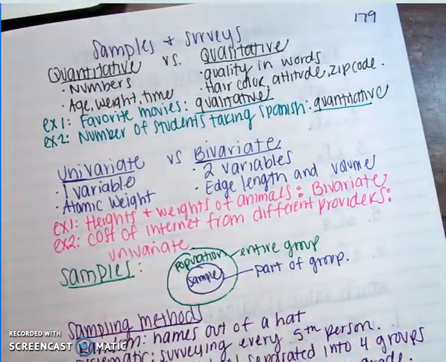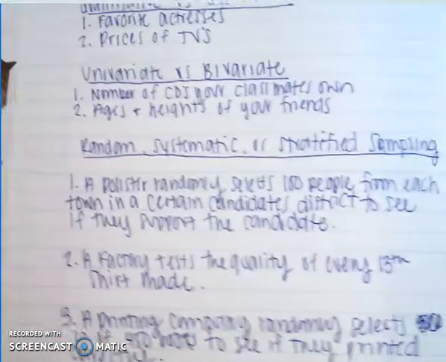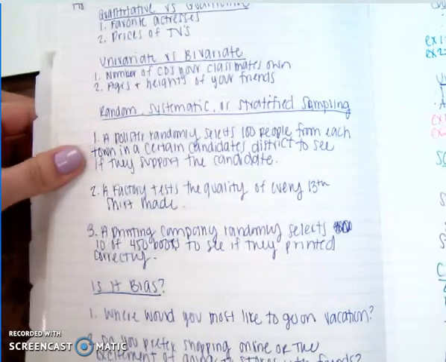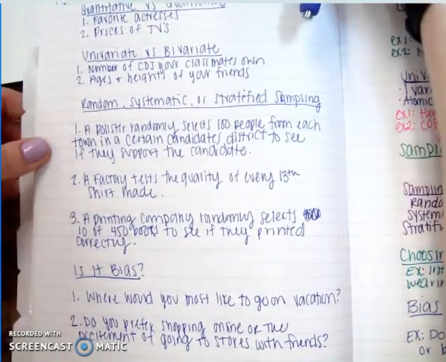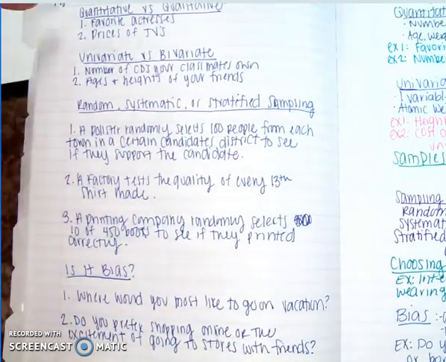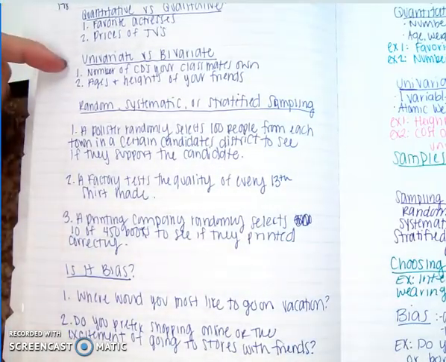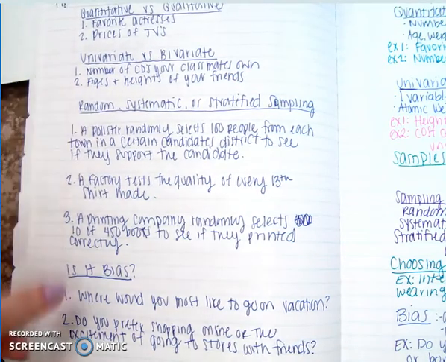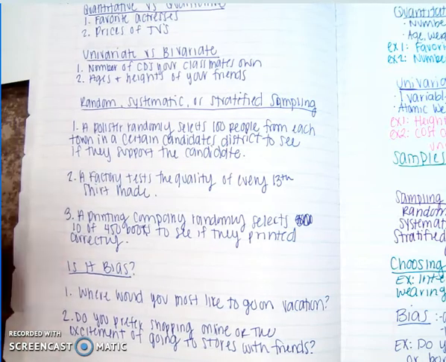Oh, and here's your left-hand page. Go ahead and copy those down and determine if they are qualitative versus quantitative, univariate, bivariate. Are they random, systematic, or stratified sampling? And are these bias questions?